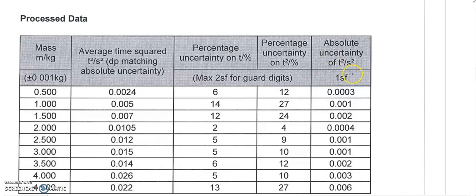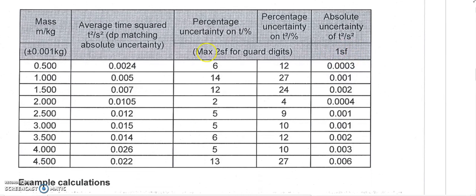We quote absolute uncertainties to one significant figure. We're keeping two significant figures for percentage uncertainties because they're for guard digits. And when we quote a value, we've got to quote it matching the decimal places of its absolute uncertainties. So here is an example. Here I've said I can quote this time squared down to 0.001 seconds. So 3 decimal places. I then quote my number to 3 decimal places. Next we can look at the graph.